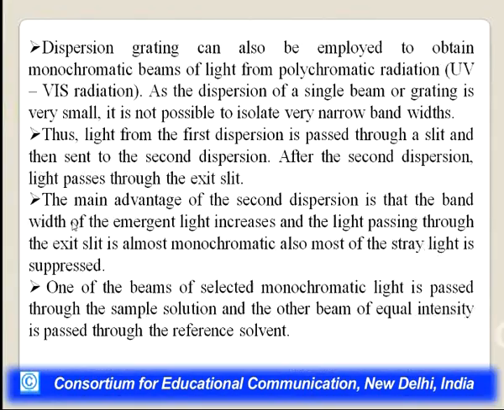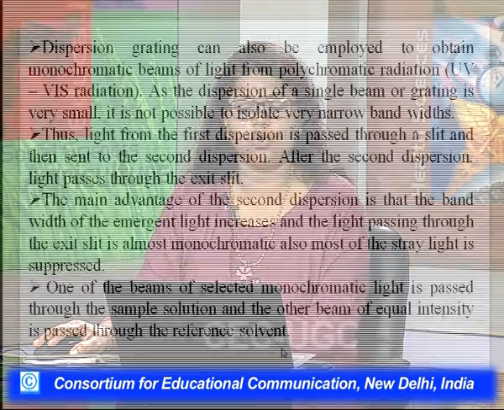The main advantage of second dispersion is that the bandwidth of emergent light is narrowed, and the light passing through the exit slit is almost monochromatic light. One of the beams of selected monochromatic light is now passed through the sample solution, and we have already stated that this monochromatic light is bifurcated, and the other beam of equal intensity, you must note, is passed through the reference solvent. The solvent as well as the solution of the sample may be contained in cells made up of material which is transparent throughout the region.